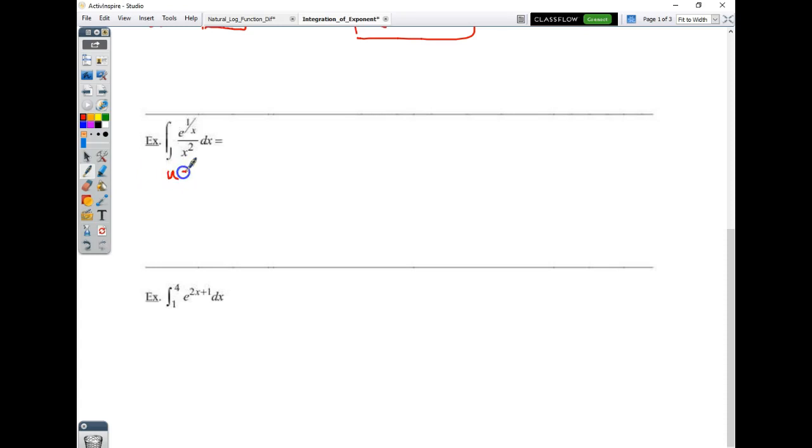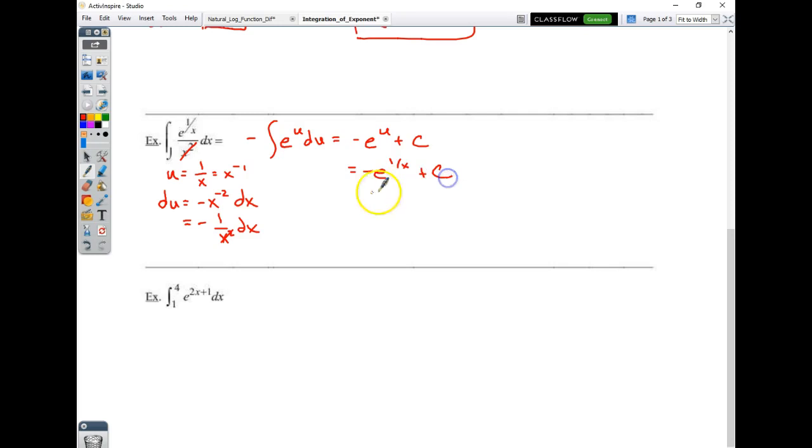I would have selected u as 1 over x, or x to the negative 1. Then if I take the derivative of that, I would get negative x to the negative 2 dx, or rewriting that, negative 1 over x squared dx, and you'll see that these x squareds would cancel. Meaning I could rewrite this problem, the negative integral of e to the u du, negative e to the u plus c, which is negative e to the 1 over x plus c.